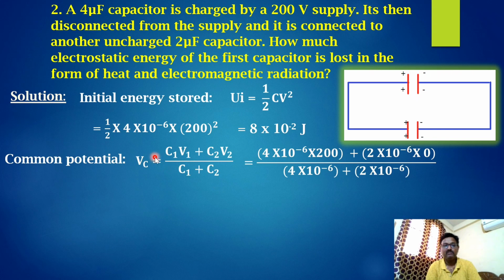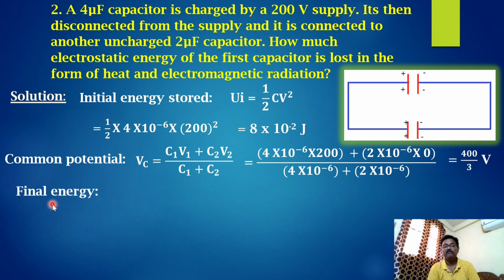Here C1 means 4 microfarad, that is 4 into 10 power minus 6. V1 means before we charged that 4 microfarad capacitor with the 200 volt supply, that is V1 200, plus C2 means the second capacitor, that is 2 microfarad, that is 2 into 10 power minus 6. V2 is 0. Why? Because that is an uncharged capacitor. So V2 will be 0, by C1 plus C2, that is 4 into 10 power minus 6 plus 2 into 10 power minus 6. Then if we simplify, we will get 400 by 3 volt.